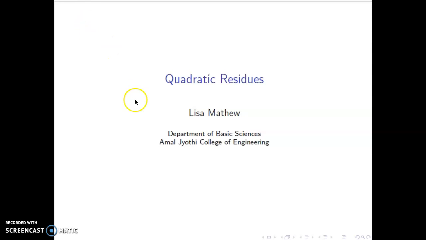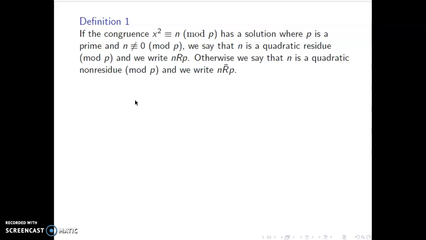Today we are going to talk about quadratic residues. First, the definition. If the congruence x squared congruent to n mod p has a solution, where p is a prime and n is not congruent to 0 mod p, we say that n is a quadratic residue mod p and we write n R p. Otherwise, we say that n is a quadratic non-residue mod p and we write n R bar p.